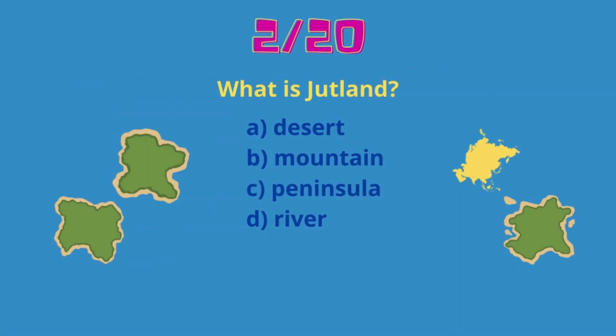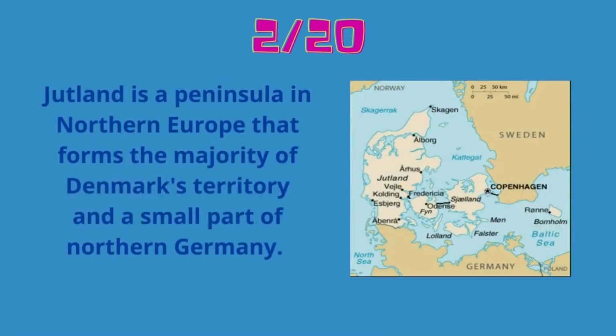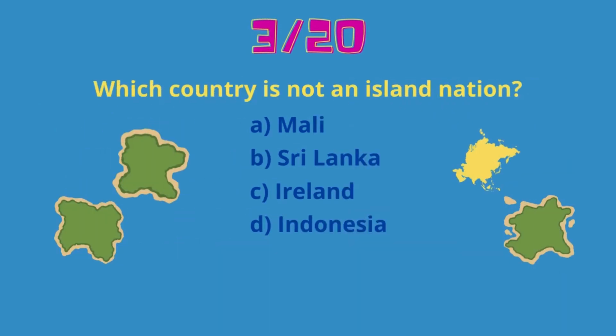What is Jutland? Desert. Mountain. Peninsula. River. Jutland is a peninsula in northern Europe that forms the majority of Denmark's territory and a small part of northern Germany. Which country is not an island nation?